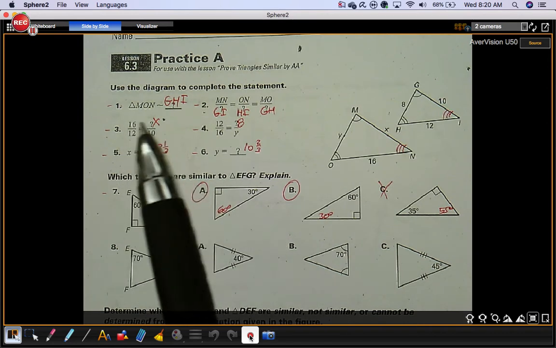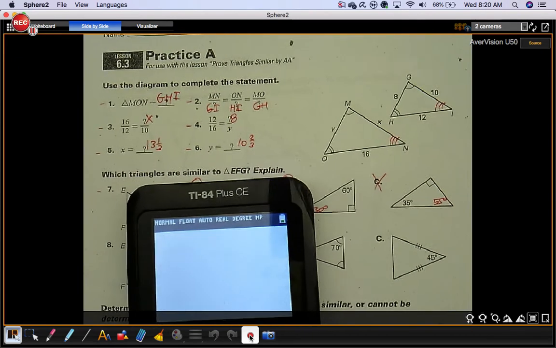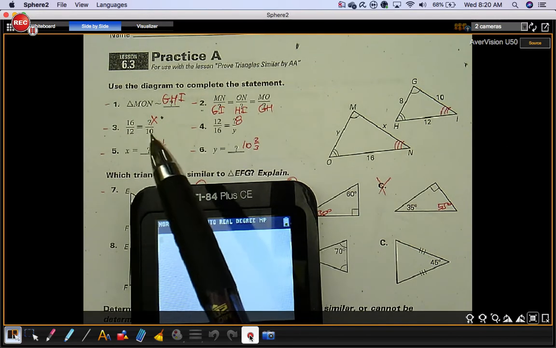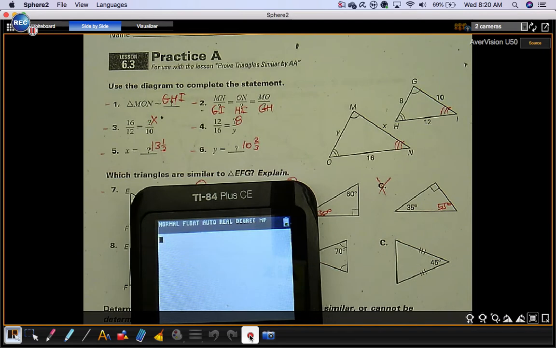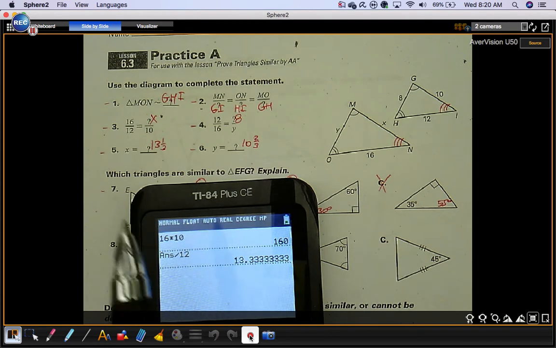Okay, now you need to solve this proportion and solve this proportion. I already have the answers written there. I'll show you how you type it in the calculator. So what we're going to do here is take 16 times 10 and then divide by 12. And that gives you 13.33 forever, which is the same thing as 13 1/3.